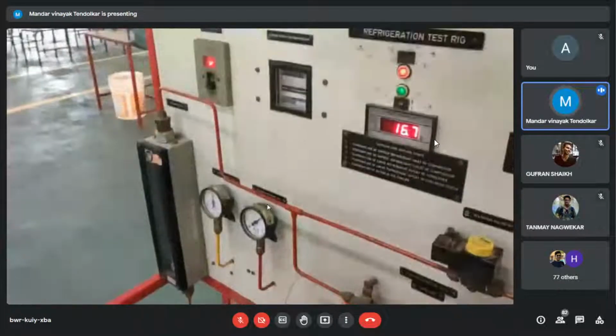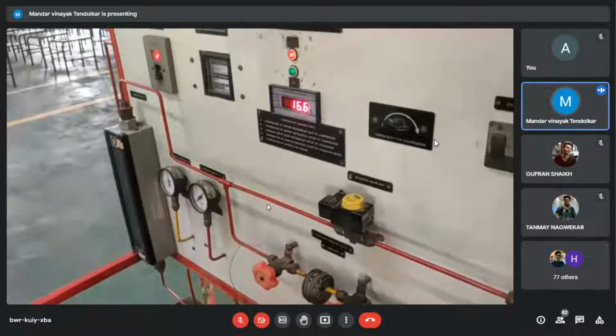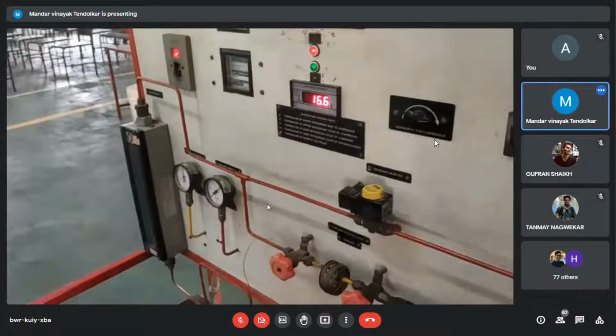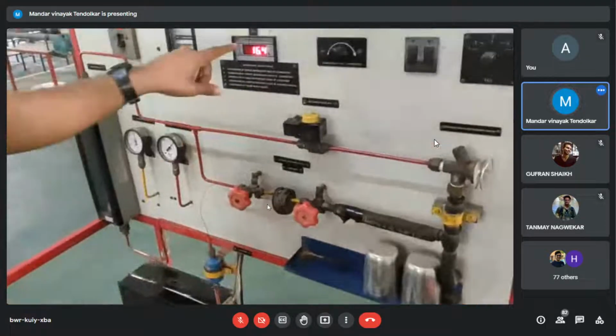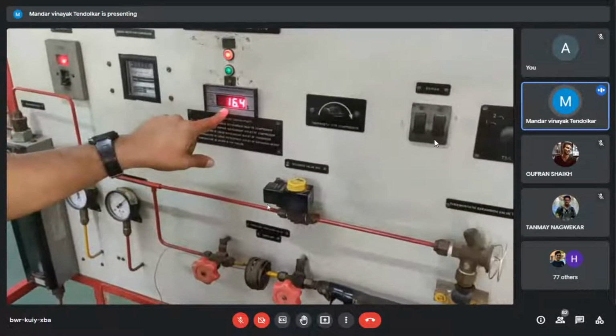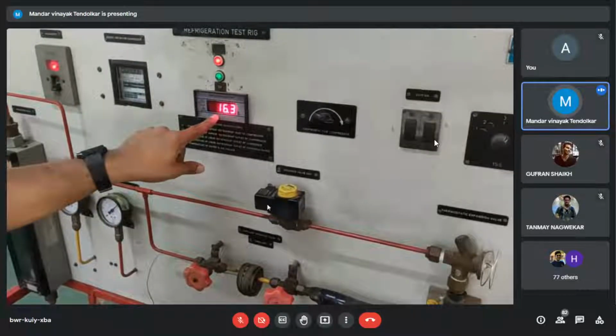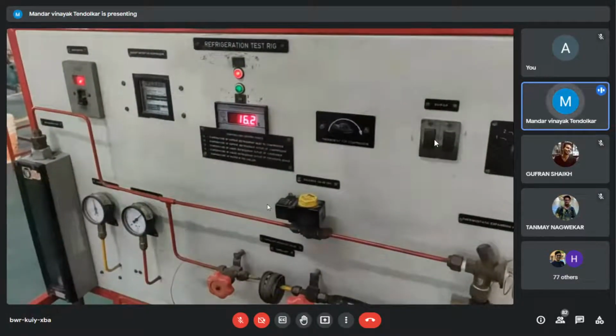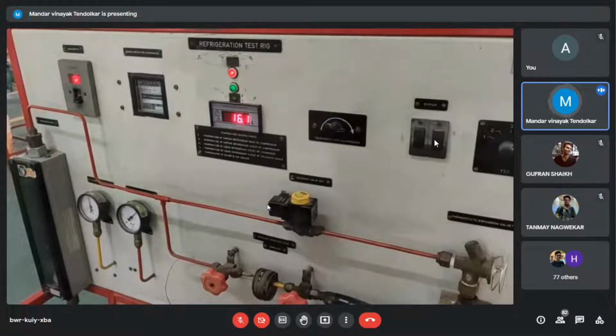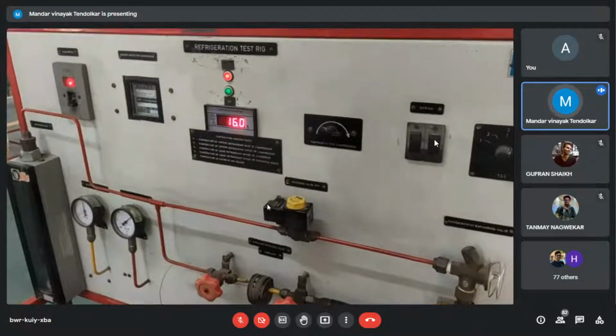Now, the readings to be taken: as we know, for mCp delta T, the refrigeration effect, we need to have two readings. So we have taken the temperature indicator reading, and after 5 minutes, let us take the temperature reading again. So that is for the calculation of refrigeration effect.